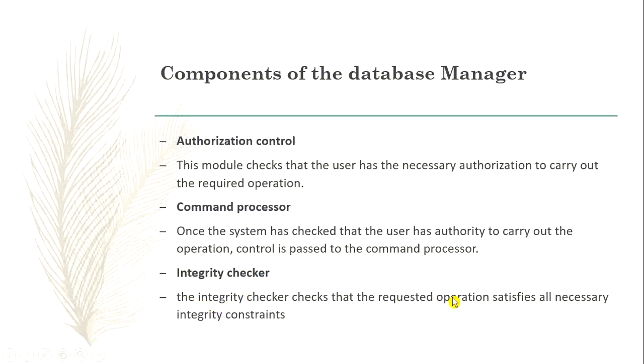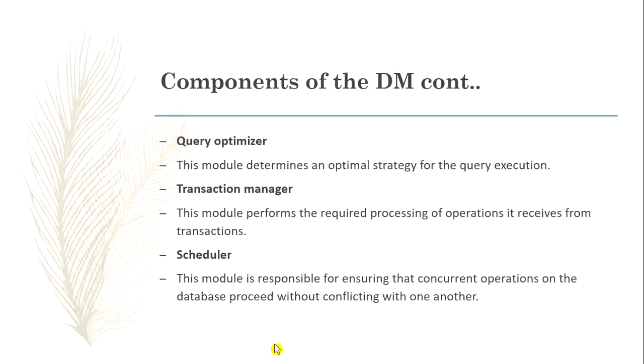Integrity checker checks that the requested operation satisfies all necessary integrity constraints. So integrity checker actually maintains integrity, like if there is any constraint on the data, that there should not be duplicate values in this field. So such constraints are being controlled by integrity checker. Next we have query optimizer. This module determines an optimal strategy for the query execution. So it actually determines that the query is being executed in an optimal way. You can say, in a perfect way.